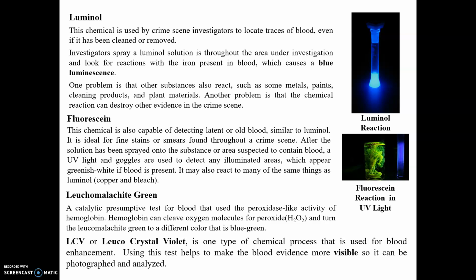Okay, so the other big one is going to be fluorescein. So fluorescein is really good because it is capable of detecting latent or dried up old blood. It's very similar to luminol, but it's really ideal for fine stains or smears that are found throughout a crime scene. So after the solution is sprayed onto the surface or the substance that is suspected to have blood, then you're going to pull out your UV light and some goggles, and then you're going to see if there's anything that is illuminated.